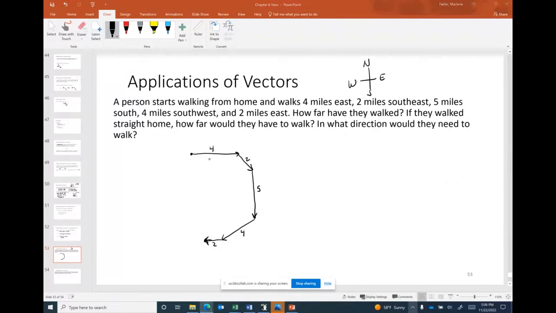Let's call the first one vector v sub 1, then v sub 2, v sub 3, v sub 4, and v sub 5. There, those five vectors. Okay, so we're going to add those up to see how far they walked. So we're going to need to put them in their component forms. All right, so vector 1, the horizontal component is 4. There's no vertical component, so that would be 0.